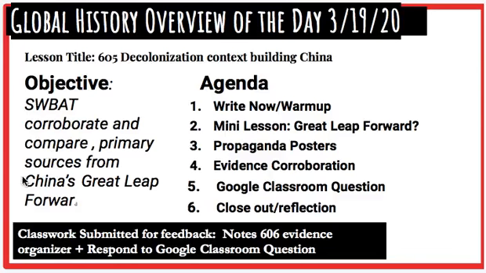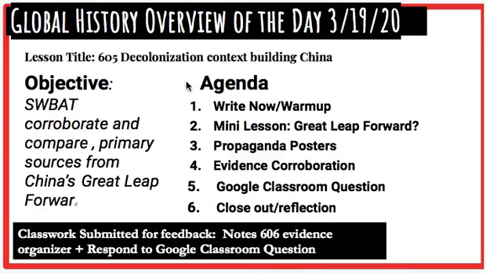Now, China's Great Leap Forward. In short, China's Great Leap Forward is a movement to push China into an industrialist economy. And this is all Mao's plan to do it in 4 years. And we're going to talk more about that as we get into the mini lesson.